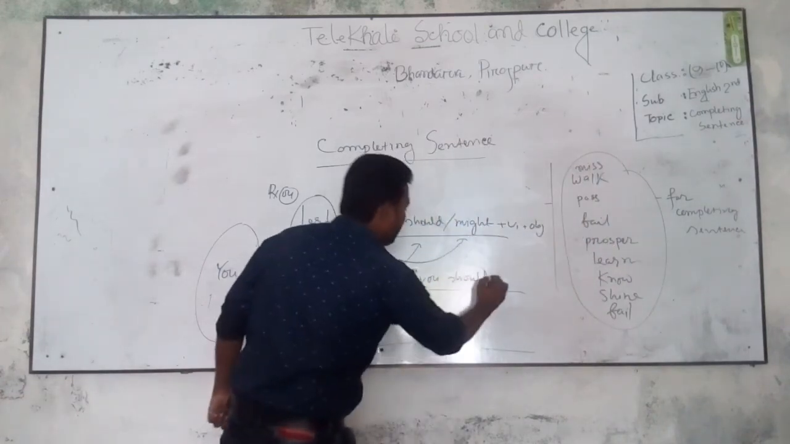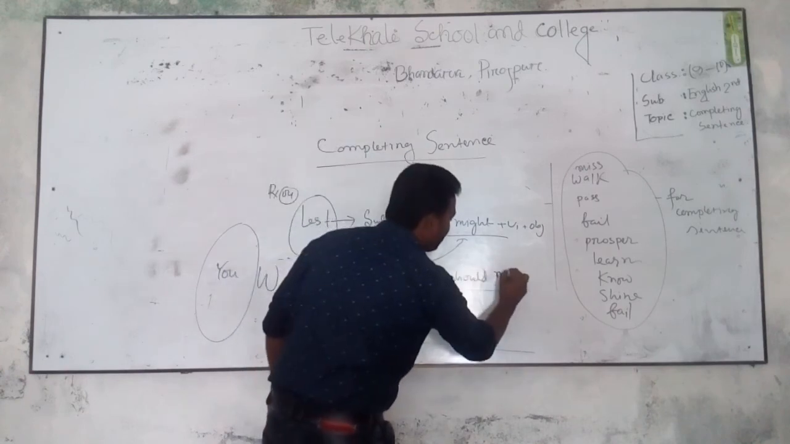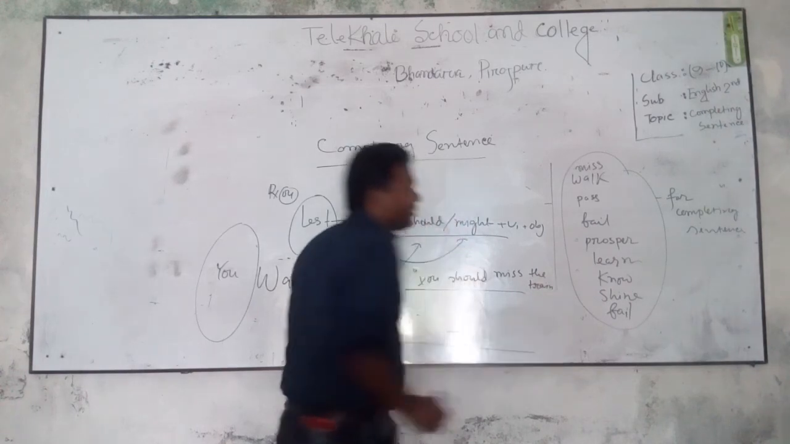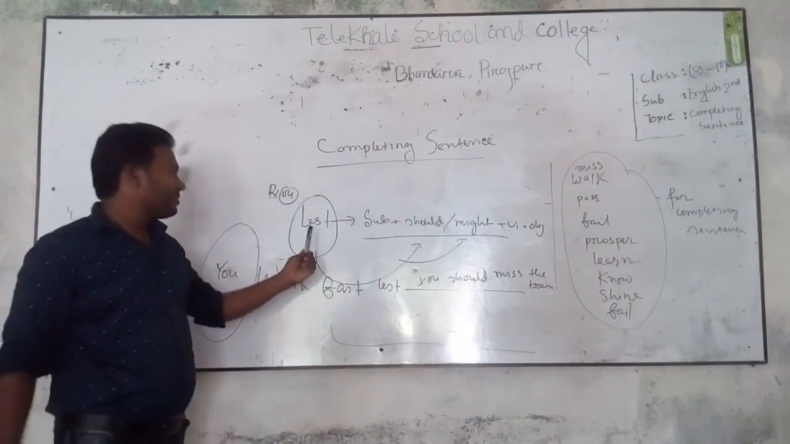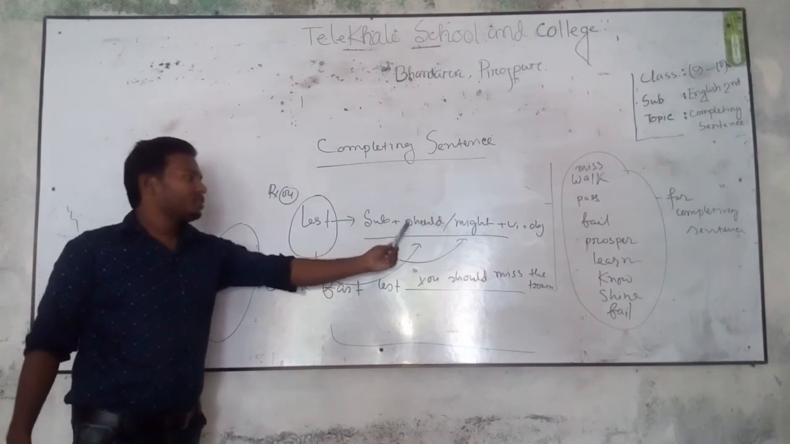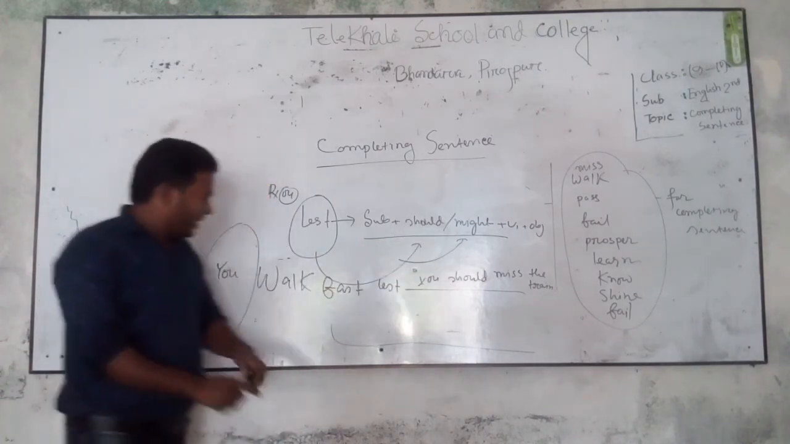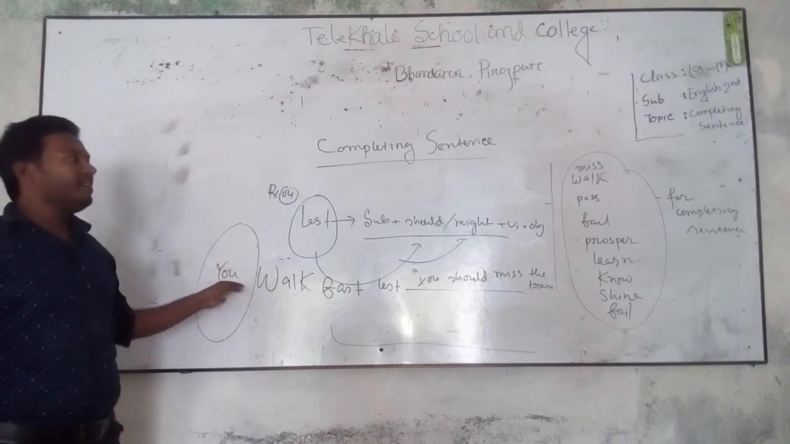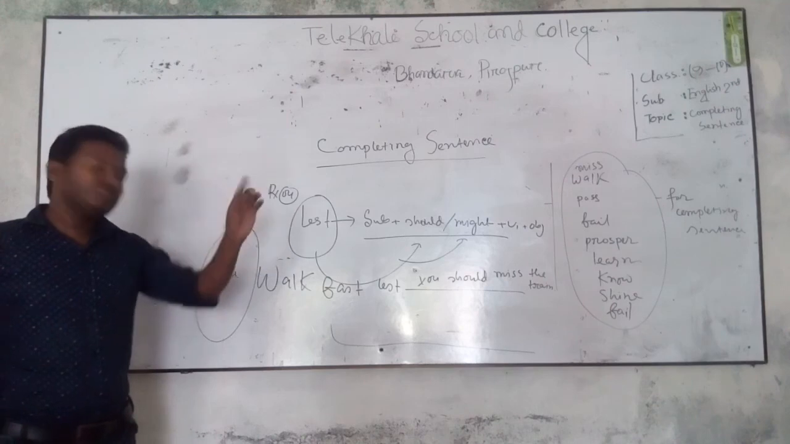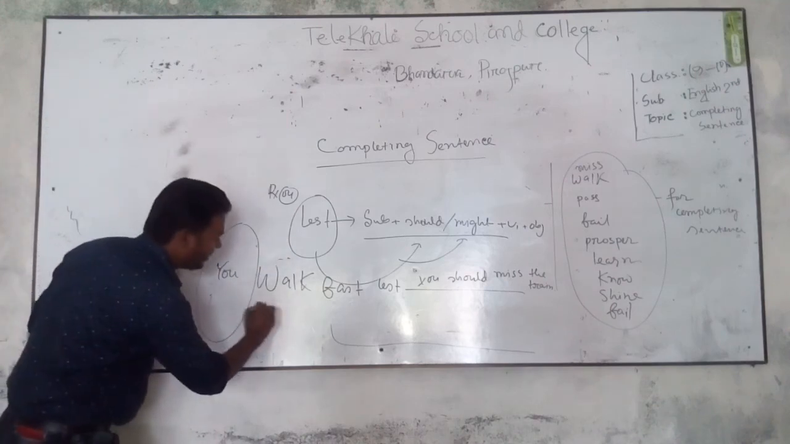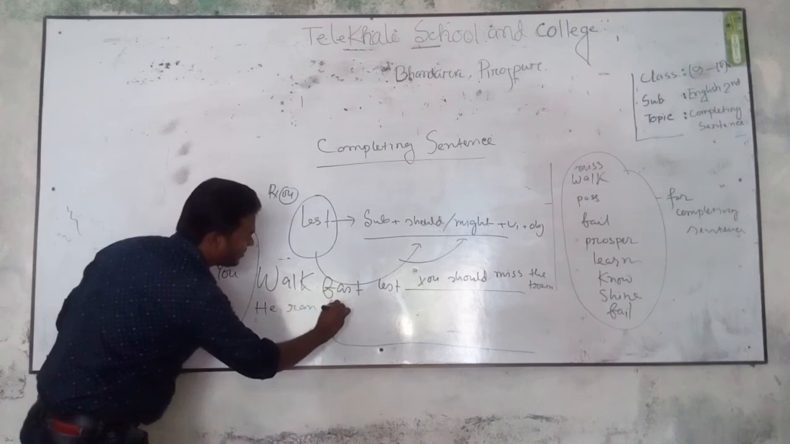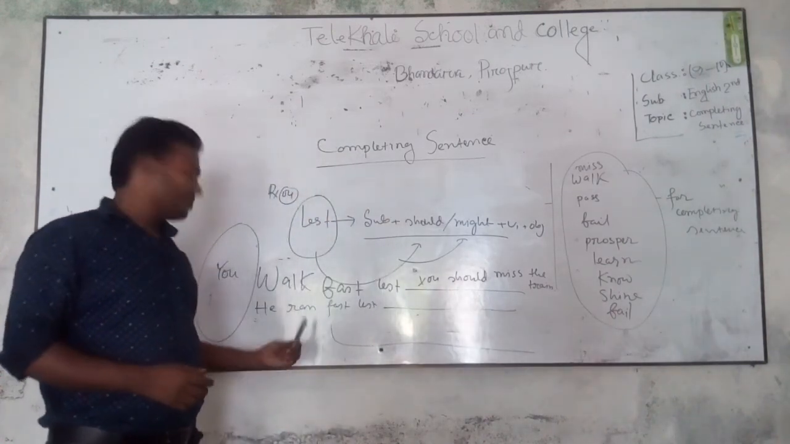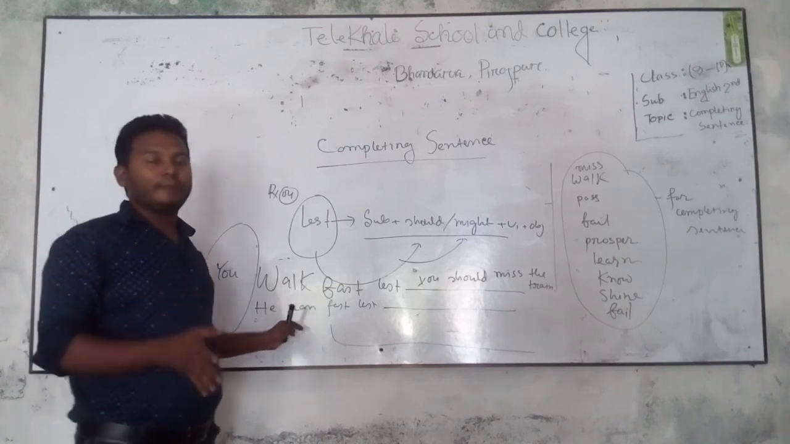Work fast lest you should miss the train. So the most important rule: lest, subject, should, might plus V1. If the sentence has no subject, then you can use you, and if there is a proper subject, you can use that. Example: He ran fast lest. This sentence is your homework.